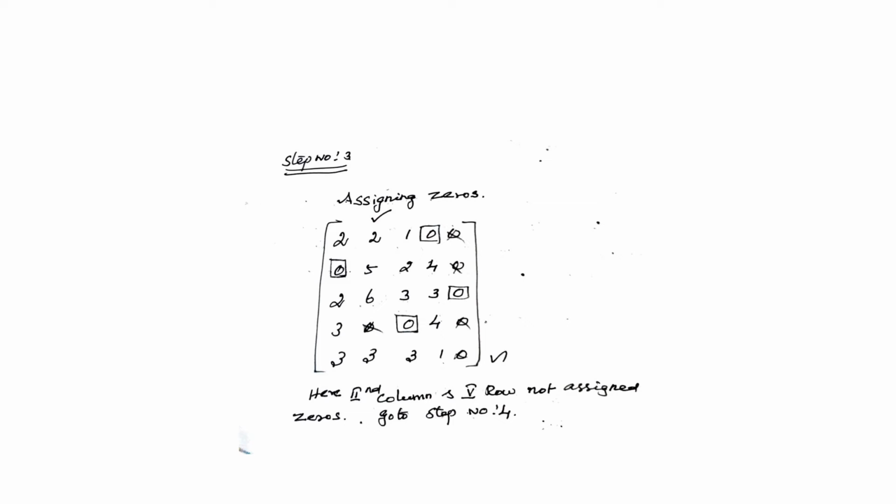Yes, we have to follow this procedure until all the rows and all the columns have single zeros. Here you see the second column and fifth row, not assigned a zero. I will put a tick mark in the fifth row and second column. Then we will automatically go to step number 4.